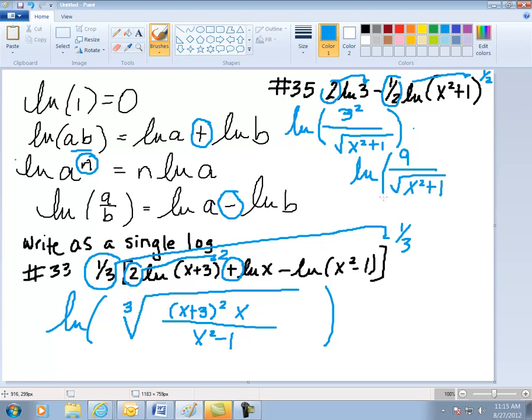So that is how you apply logs to write as a single logarithm. So in this case, we started on this side, and we're going back to that way.